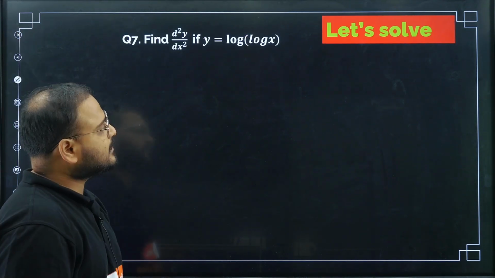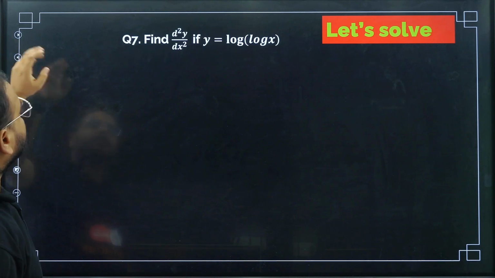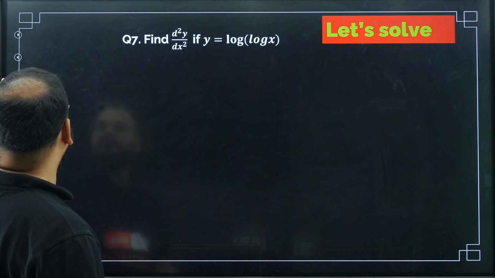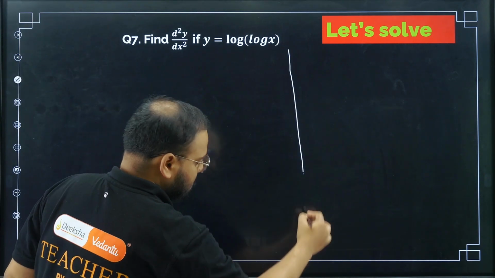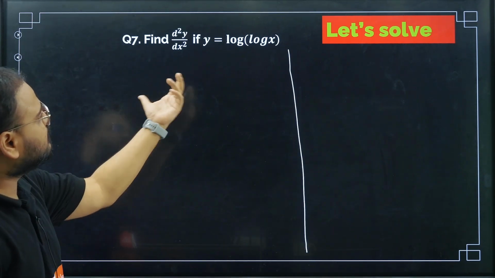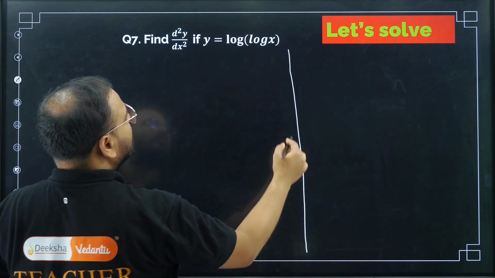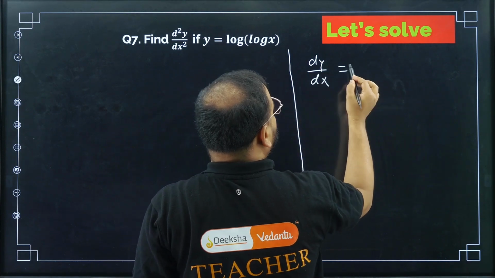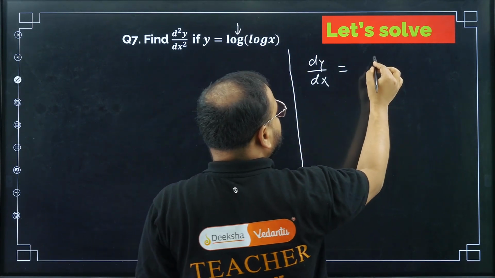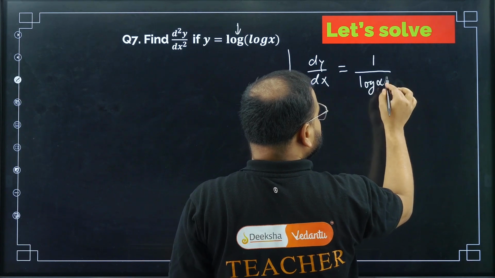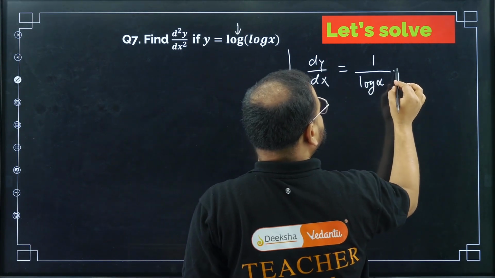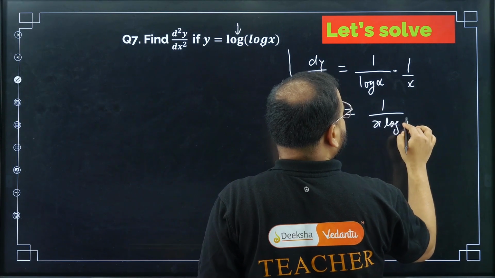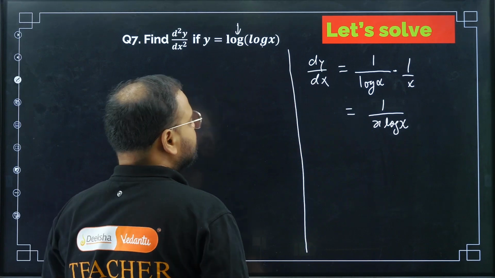Now the seventh problem, log of log x. How will we deal with it? Please see. Again, what are we going to do? This is the simple chain rule, right? So I will use dy by dx as, first this log will apply, so I'll get 1 upon log x, but again the inner log will be applied, so I'll get 1 upon x. So what is my answer? 1 upon x log x is my first derivative.